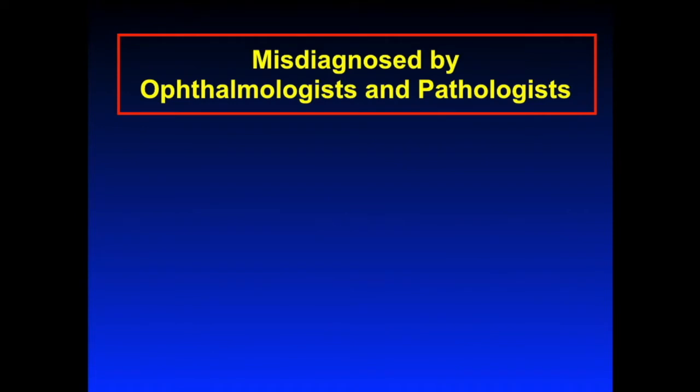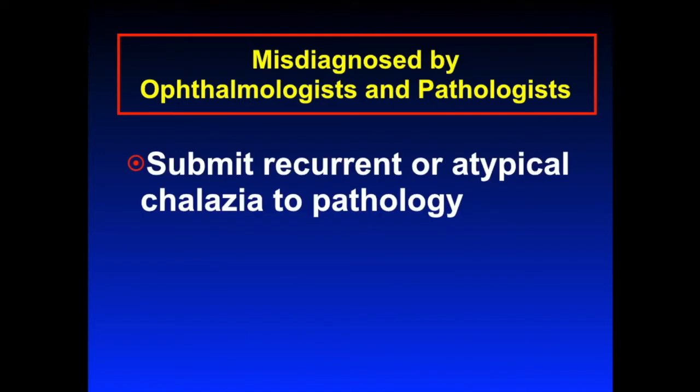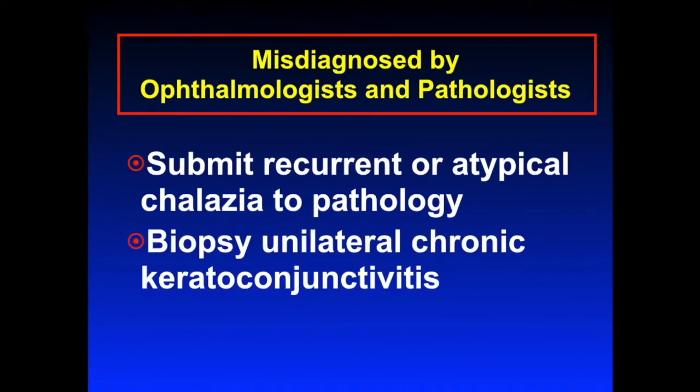As noted, this is a lesion that can be misdiagnosed both by ophthalmologists and by pathologists. Recurrent or atypical chalazions should be submitted for pathologic evaluation to exclude sebaceous carcinoma or other rarer malignancies of the lid. Some rare sweat gland carcinomas can be confused with chalazion. And remember to biopsy unilateral or chronic conjunctivitis, which is unresponsive to therapy.